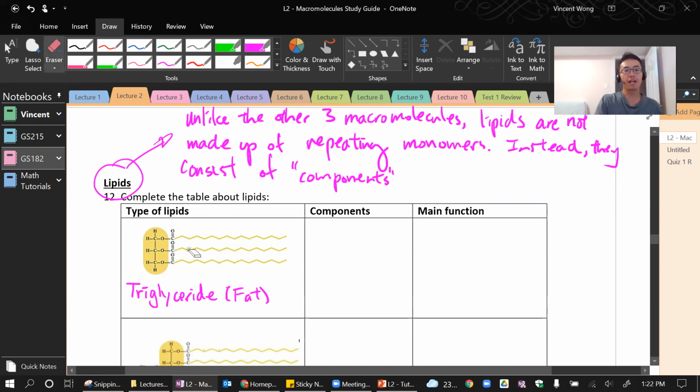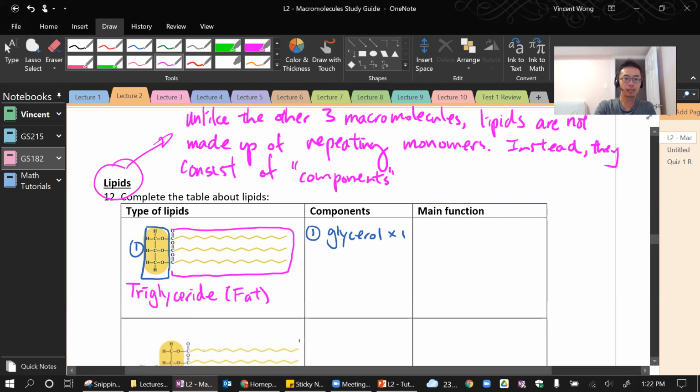But to make a fat molecule, you have 2 components to it. Component number 1 is this thing right here. That is called glycerol, and you need 1 of those. And you have these tails, that's the second component. Those are called fatty acids, and you need 3 of those.